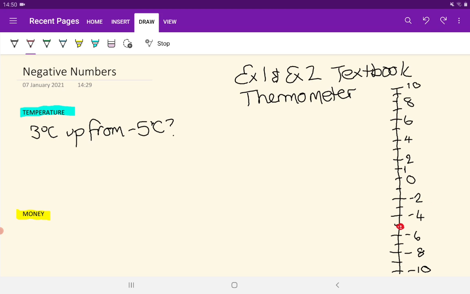So we're starting at -5, we're going up 1, going up 2, going up 3, so the answer is -2. Okay. Let me get rid of that line and do another question.